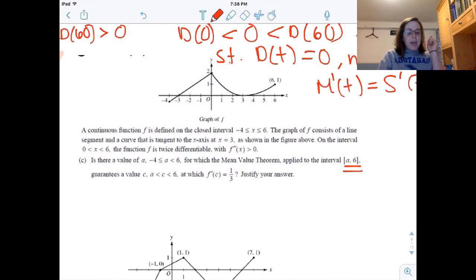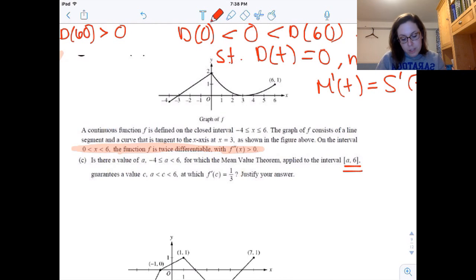And a lot of people look at this and go, nope, because it's not differentiable, right? There's a cusp there, so it's not differentiable. Not the case. They're asking me, is there a place where it is differentiable? And what I saw here is that it told me on this interval that puppy is differentiable.